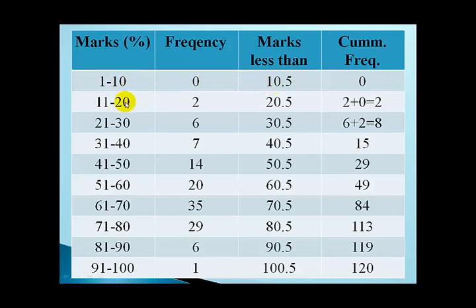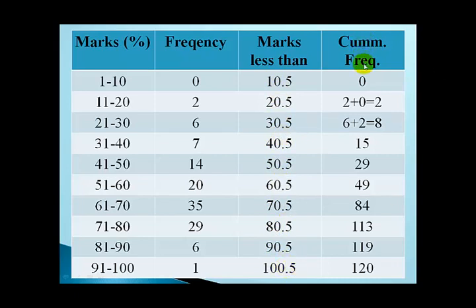20 plus 0.5 will give us 20.5. 30 plus 0.5 will give us 30.5. 40 plus 0.5 will give us 40.5. So in order, we have 50.5, 60.5, 70.5, 80.5, 90.5, and 100.5. So these are our max less than. Now, how do we generate the cumulative frequency?